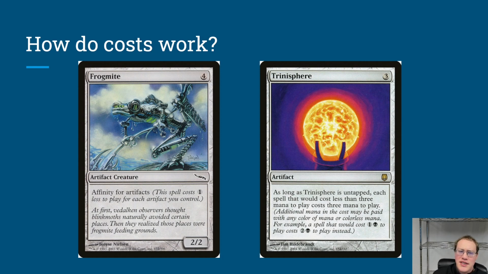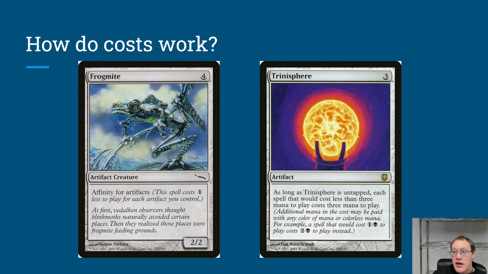We're going to say that we have this Frogmite, right? And we have lots and lots of artifacts, like 20 or 30, maybe some treasure tokens or something. I don't know how we got that many artifacts, but let's say we have lots and lots and lots of artifacts. So how much would we be paying for the Frogmite?